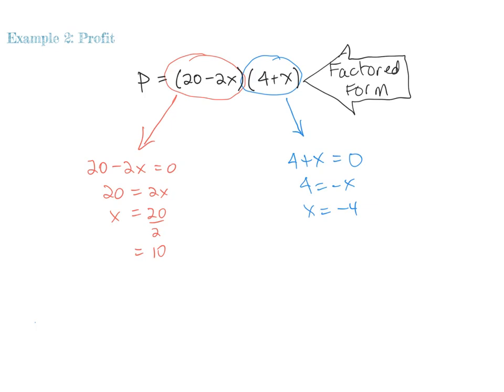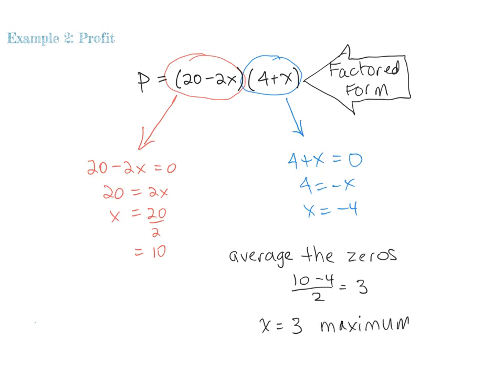Once you find the zeros, you can average them to determine the x-coordinate of the axis of symmetry, which gives you essentially the x value that maximizes our profit. So when we average our zeros here, we have 10 minus 4 over 2, which equals 3, and then that tells us that x equals 3 is our x value that will maximize our profit.